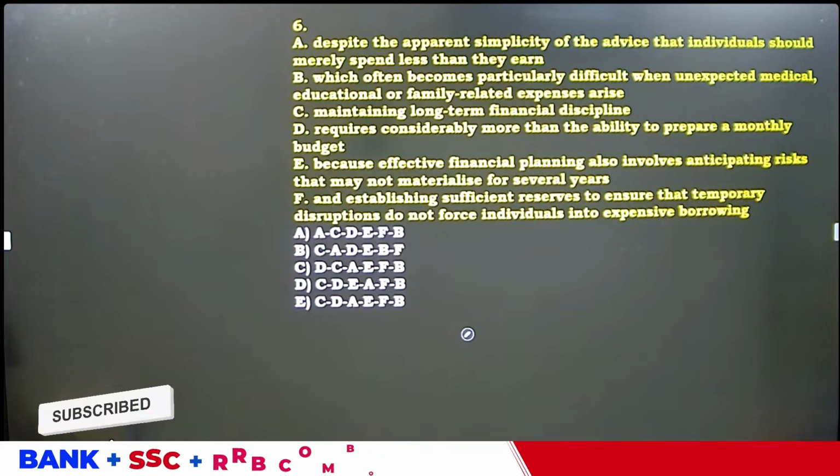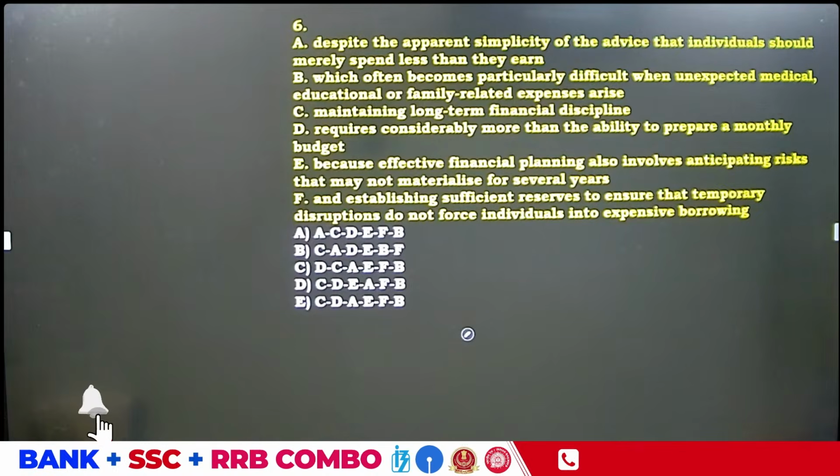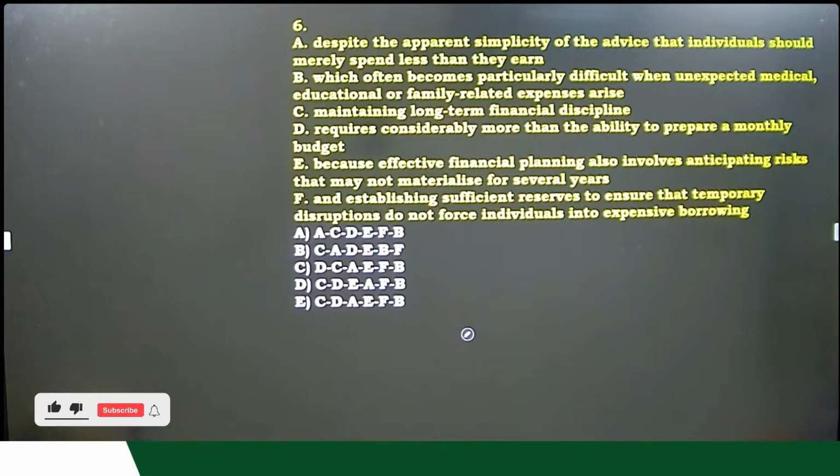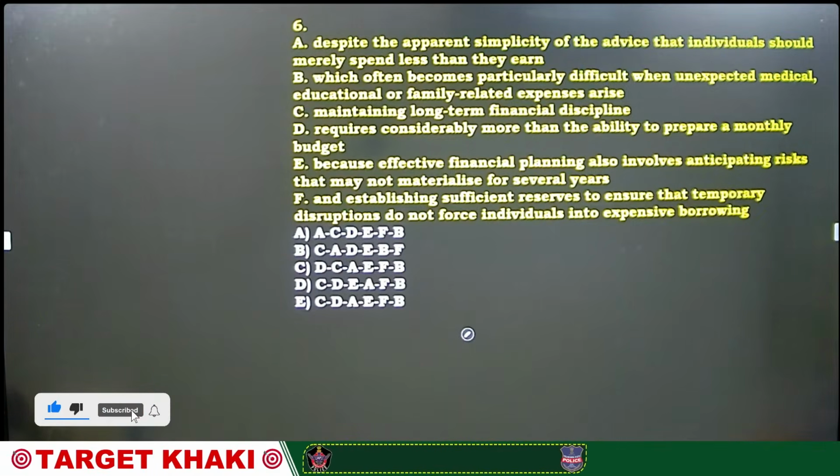Find some shortcuts. All these sentences carry the same structures. The tone of the sentence is the same.